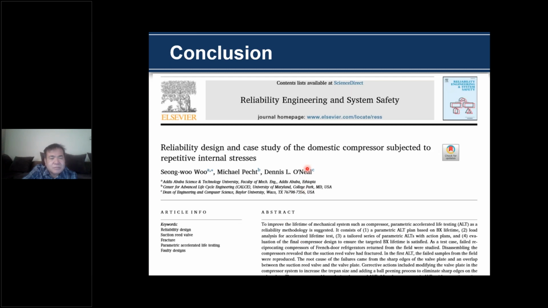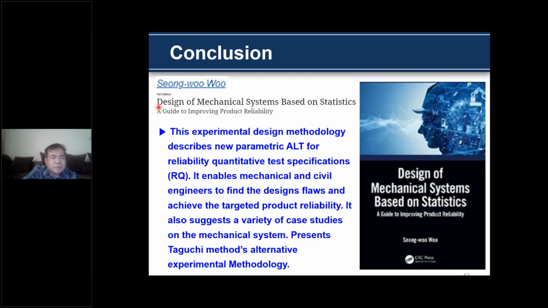design reliability methodology. This is another result of my book entitled Design of Mechanical System Based on Statistics. This book explains the experimental methodology and describes the new parameter design for derived quantitative testing and specification.